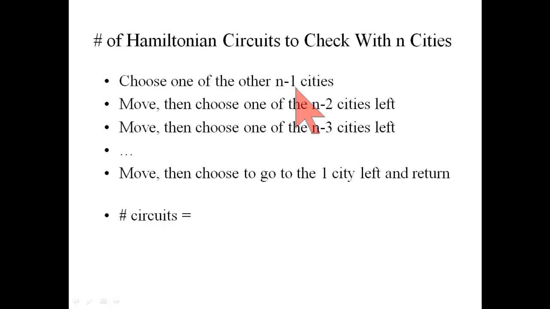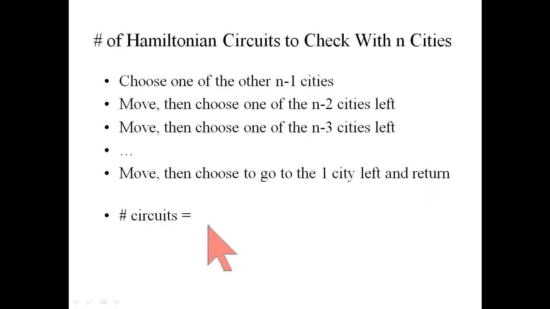Once I move to another one, now there are n minus 2 remaining cities, and I can choose any of those. Once I'm at the next city, then there are n minus 3 remaining cities that I could go to, and I can choose any of those, and so on. So the number of choices, just as before, goes down by 1 each time. Finally, I get to the last city. I have just the one choice, and then I return to my starting city.